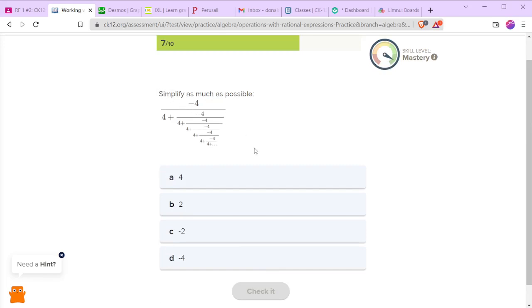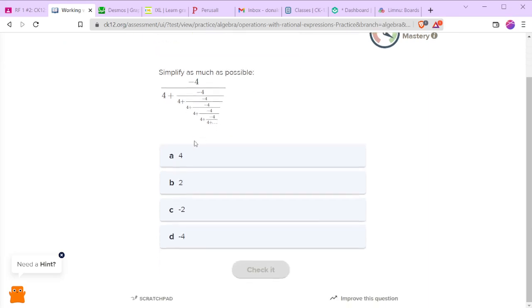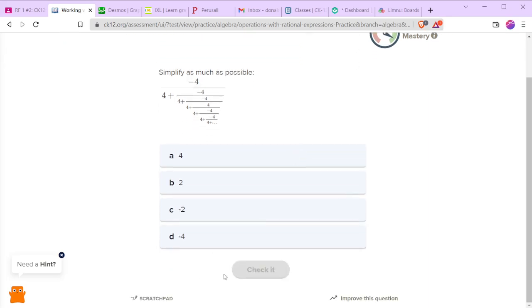Now this one, simplifying this as much as possible. Well, this is interesting, right? What does this continuing fraction simplify to? Continuing fractions get a little more complicated than we usually want necessarily in high school. We can actually deal with these. So one way we could deal with this, we see that we have a negative 4 in every numerator and a 4 plus leading into it.